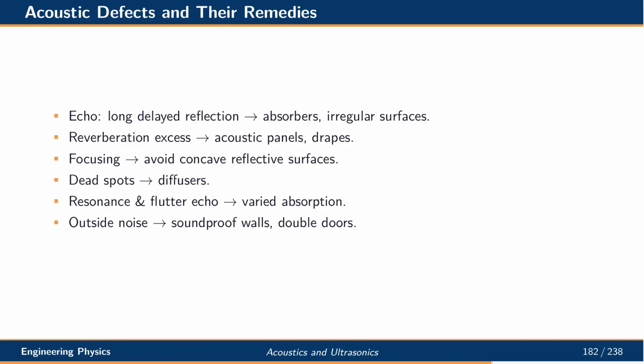Real halls suffer from various acoustic defects. Echoes from distant reflections can be reduced with absorbers or irregular surfaces. Excessive reverberation is treated with acoustic panels and drapes. Focusing problems caused by concave surfaces can be avoided by design. Dead spots are eliminated by adding diffusers. Resonances and flutter echoes are tackled with varied absorption. External noise is blocked using soundproof.